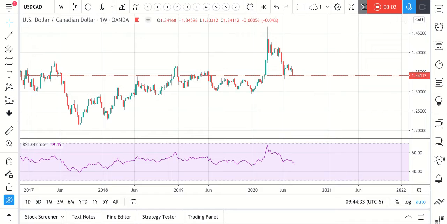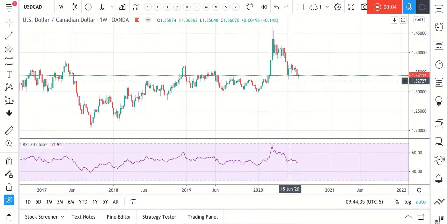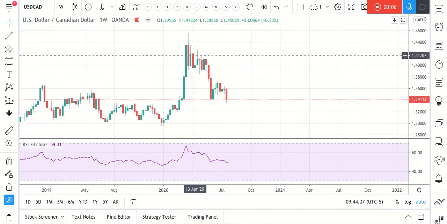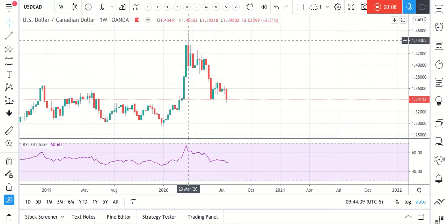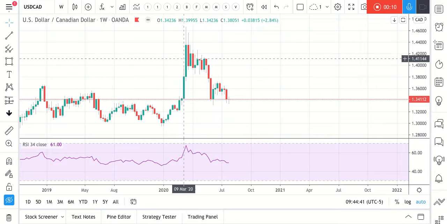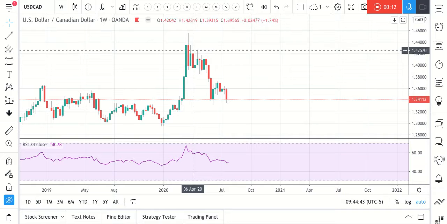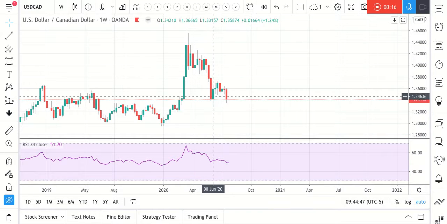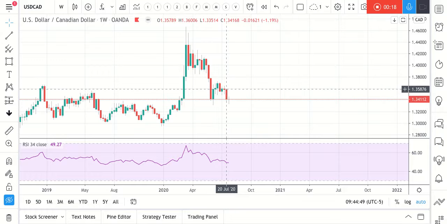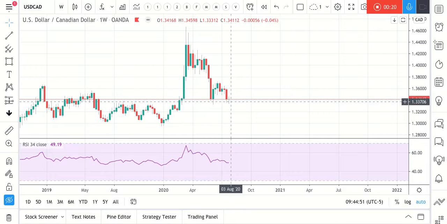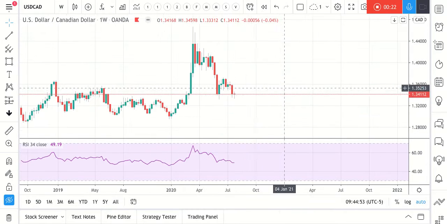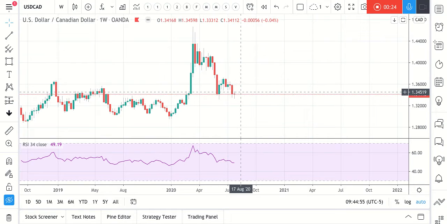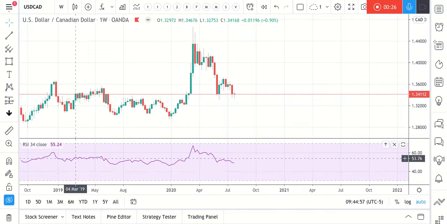All right, looking at the dollar CAD, we'll start out with the week. As you can see here, we had a big move up in March and then been in a downtrend since. One thing I'm seeing here is we fell off, came up, pulled back, had a big candle 2 weeks ago, and then this week was pretty quiet, pretty indecisive.